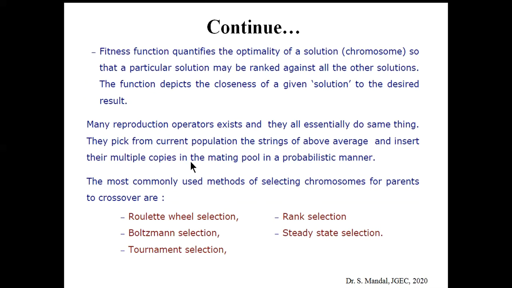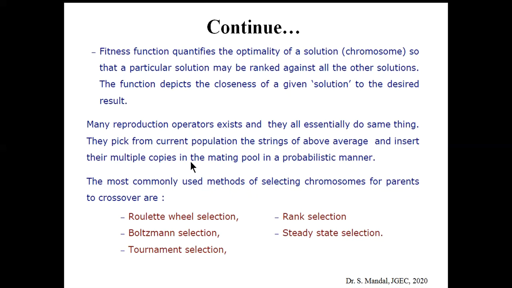For the selection, there are lots of processes already proposed, like roulette wheel selection, Boltzmann selection, tournament selection, rank selection, steady state selection. Among them, the most popular and simple is the roulette wheel selection, and we will discuss the roulette wheel selection in these classes. If you want to know about the other selections, you can go through the internet or other books.